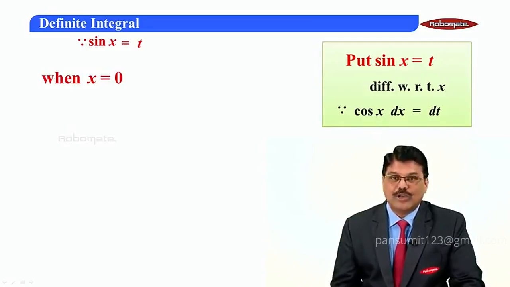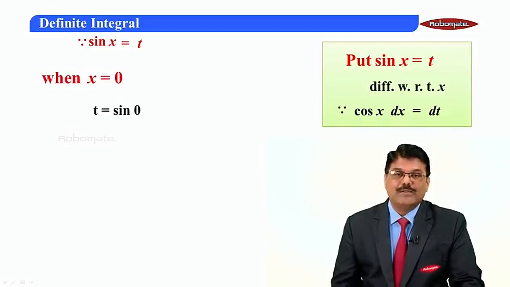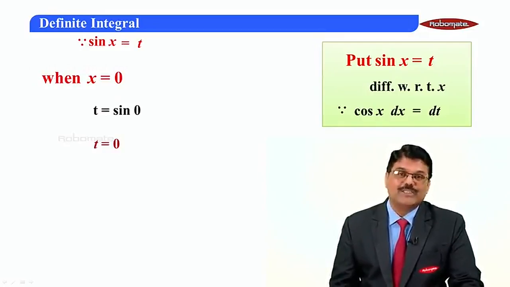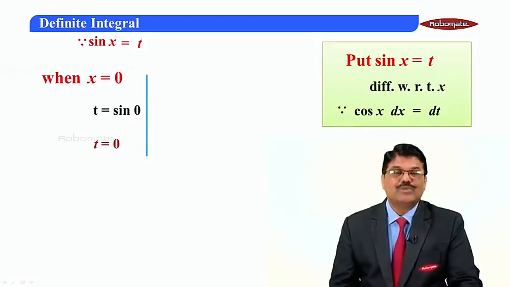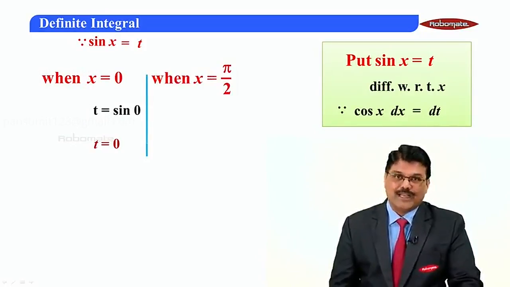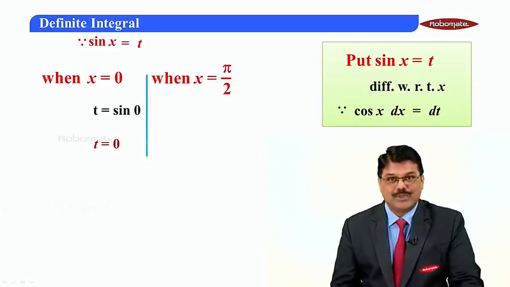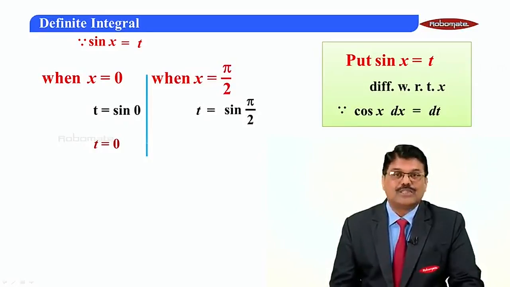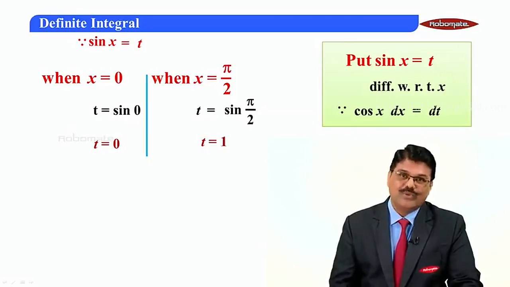So, substituting the lower limit x is equal to 0, t becomes sin 0. The value of sin 0 is 0. So, when x is equal to 0, t is equal to 0. Whereas, substituting the upper limit x is equal to pi by 2, t is equal to sin of pi by 2. That is, sin 90 is 1. So, t is equal to 1.